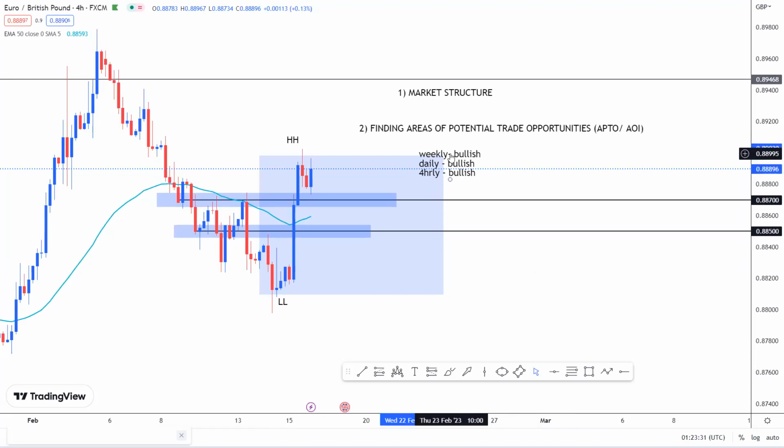Now, guys, after you've marked up your area of interest, this is where you will go down to the lower time frames to enter your trade. And this is the catch to your entry target.